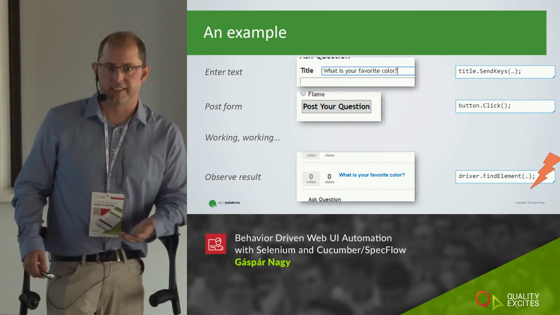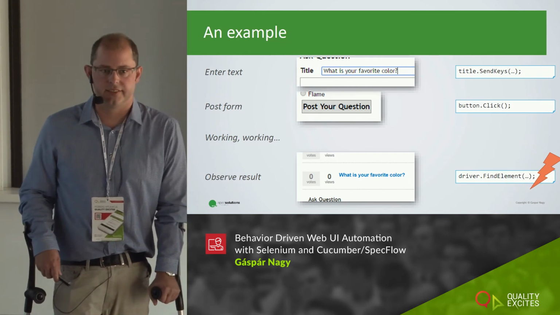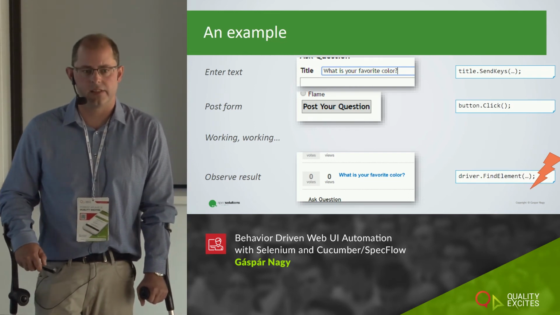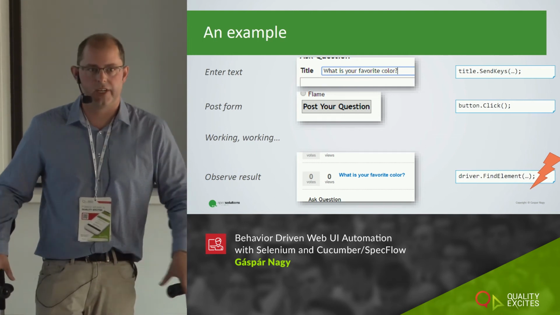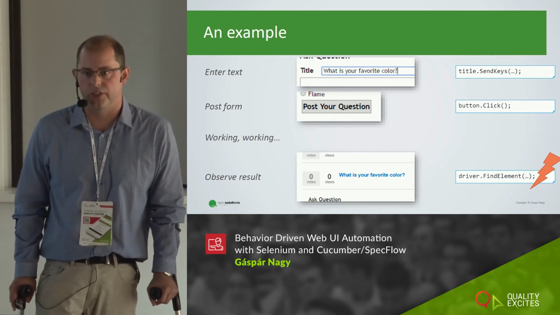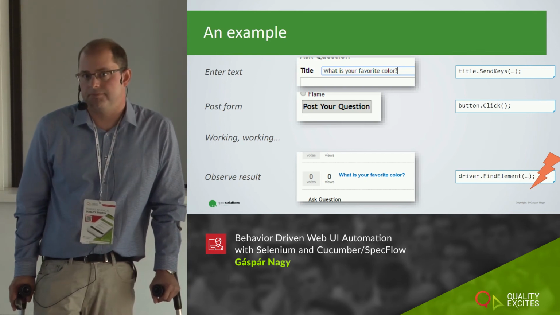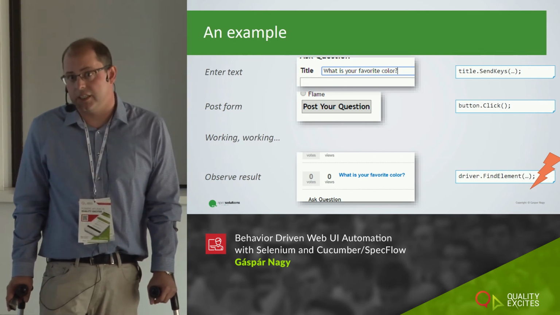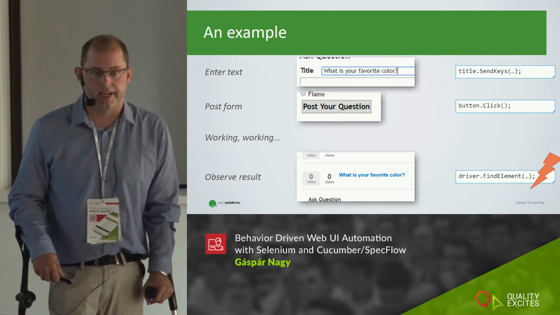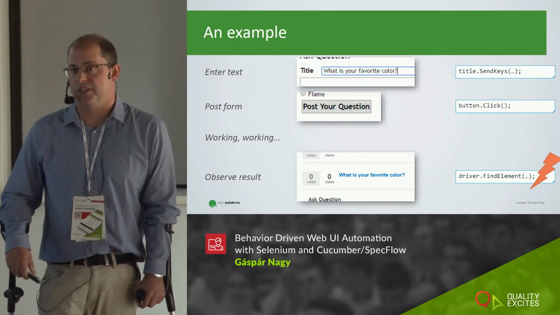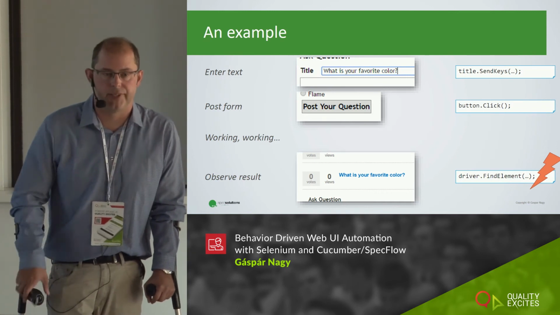How do you automate that? It's pretty simple, right? You are just saying some send keys to the title, clicking the button, and then finally you have a find element where you are observing the result. This is typically how it looks like, right? And this find element sometimes finds the element, sometimes not, depending on how fast your environment is. So this is typically when the timing issue is happening.